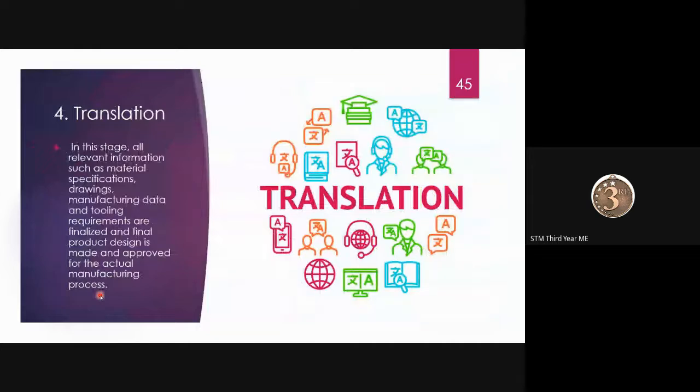And after this stage comes translation. Under translation, you can see all the relevant information such as material specification, drawings, manufacturing data, and tooling requirements are finalized, and the final product design is made and approved for the actual manufacturing process.